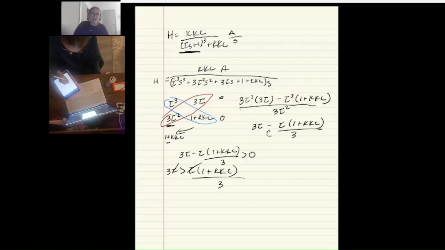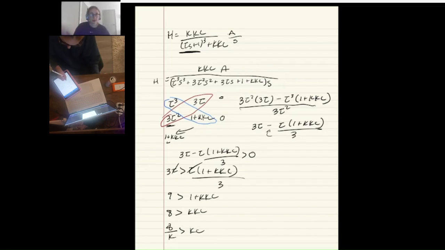We can multiply this 3 over, so we'll have 9, and then we'll have 1 plus K Kc. And then we can subtract that 1 over, so we'll have 8 K Kc. And then we'll solve for our Kc, right? So 8 divided by K is going to be greater than Kc. So at this moment is going to be the greatest value that Kc can be before this term becomes negative and we'll have instability. So that is the end of question 2.